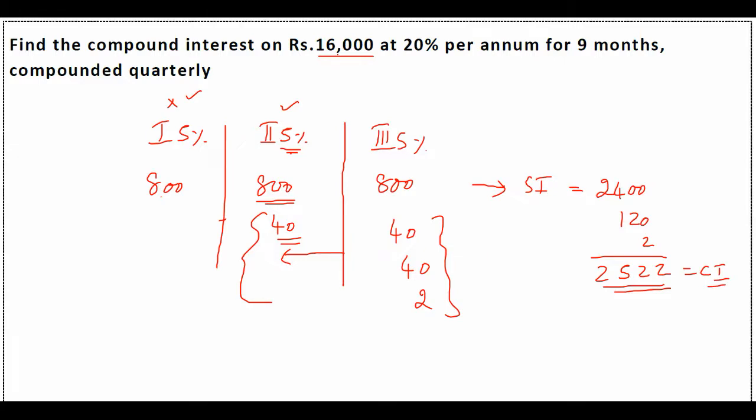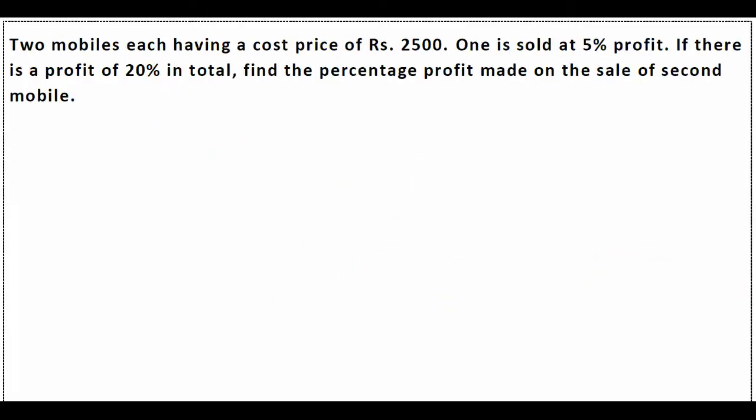So clear? So look at the question. Two mobiles, each having a cost price of 2,500. Two mobiles, each having, a very important word this is, each, having in the sense that the first mobile is 2,500, the second mobile also 2,500. Okay, so I shall write it here.